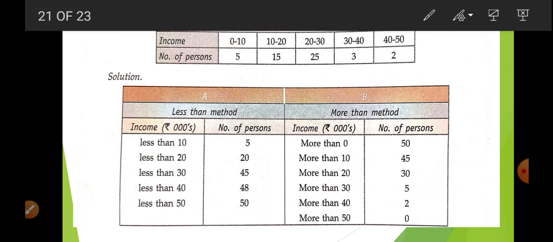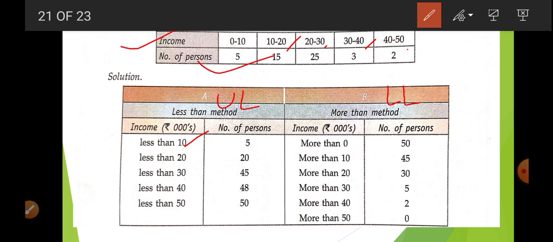Now here is given one question. So this is the data. Now you have to represent this data with the ogive. For presenting with the ogive, first of all you have to convert this simple continuous series into a cumulative frequency series. So first of all, less than always starts with the upper limit, and more than always starts with the lower limit. So less than 10, less than 20, less than 30, less than 40, less than 50.